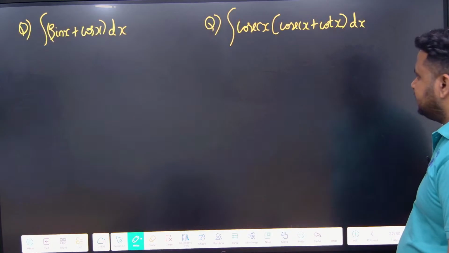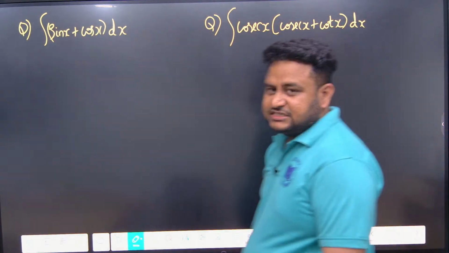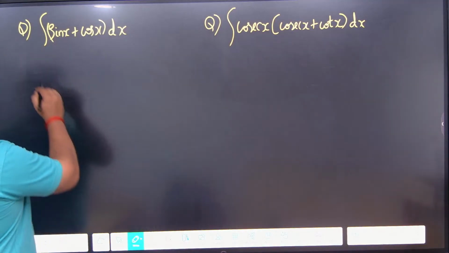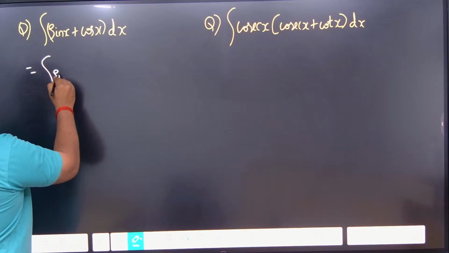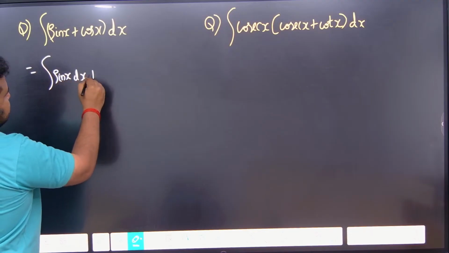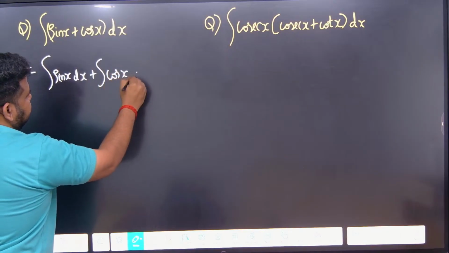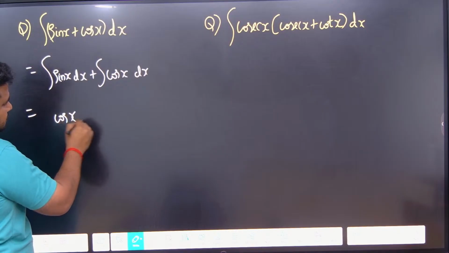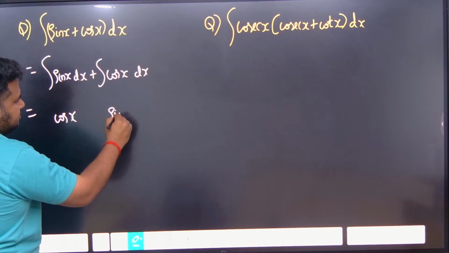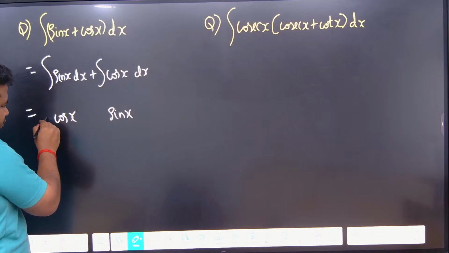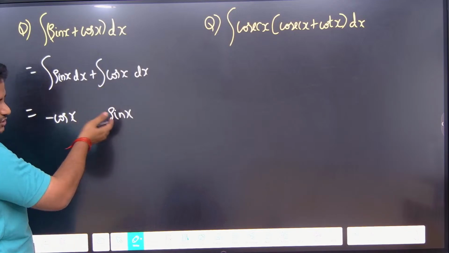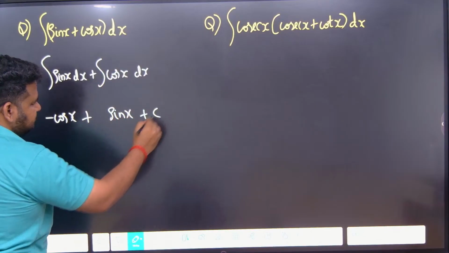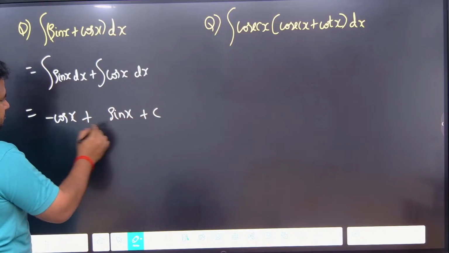Let us proceed to the next question. See here, this is based on trigonometric functions. Integral of sin x plus cos x dx. Let us separate and integrate it. This is integral of sin x dx plus integral of cos x dx. Integral of sin x is minus cos x. Integral of cos x is just sin x, plus c. Here plus is there, so plus c. This is the final answer, friend.